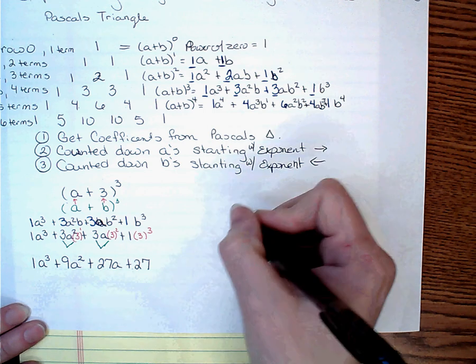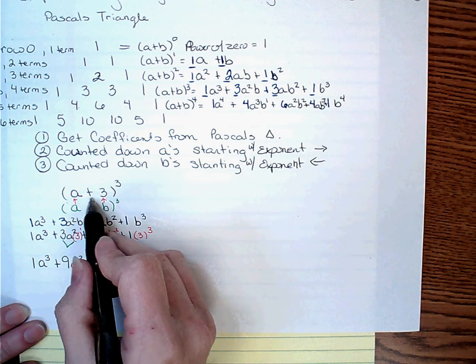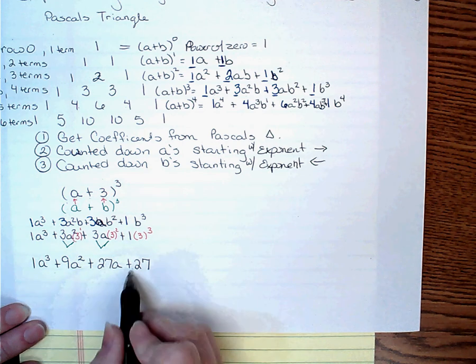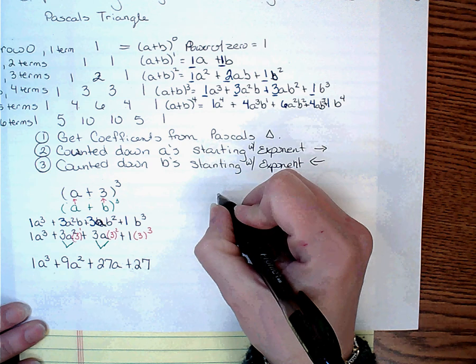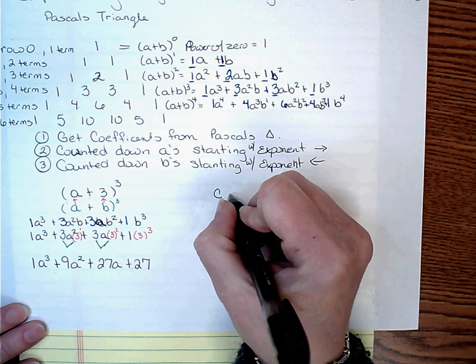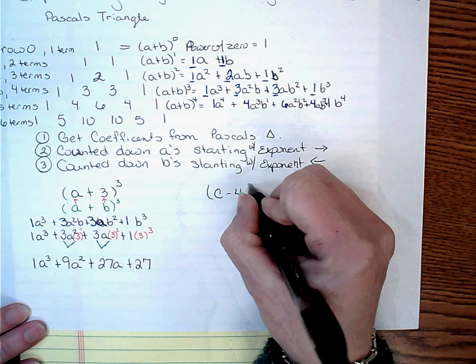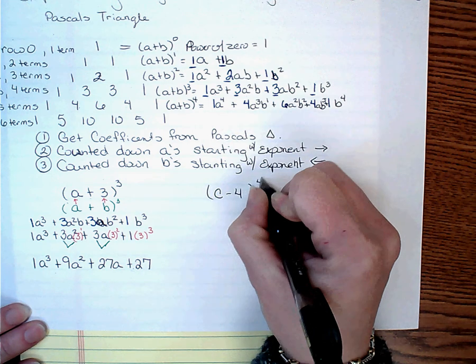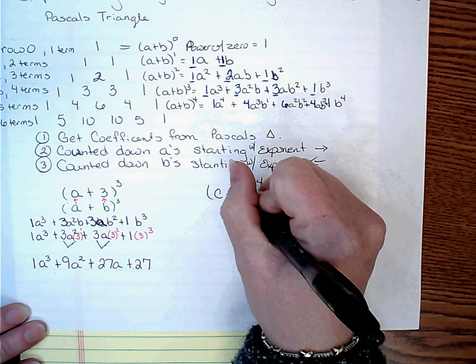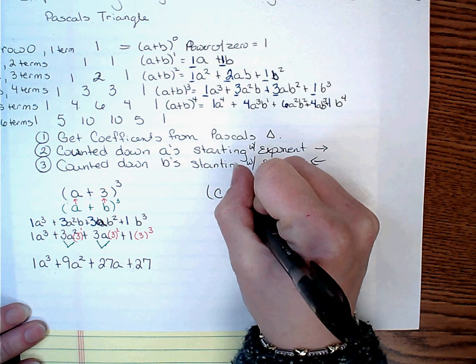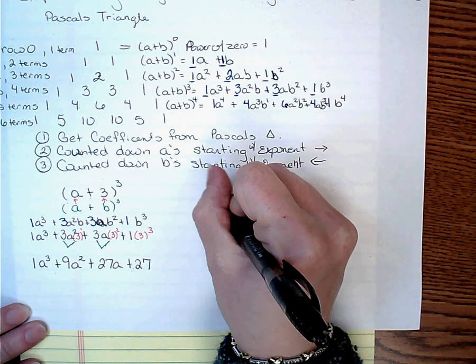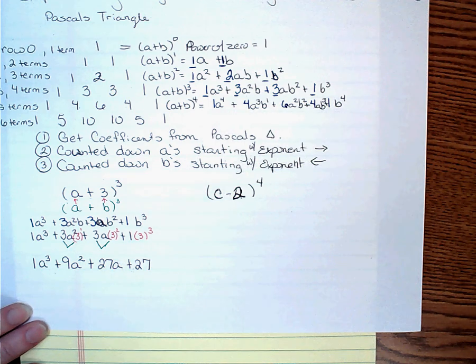Okay, let's do one with the minus sign, because I want you to notice this was a plus sign and all of our signs in between were pluses. The next one I'm going to do is a minus sign. So c minus 4, and we're going to raise it to the fourth power. Let's change that. Let's change this to c minus 2. That makes our numbers just a little bit easier to work with.